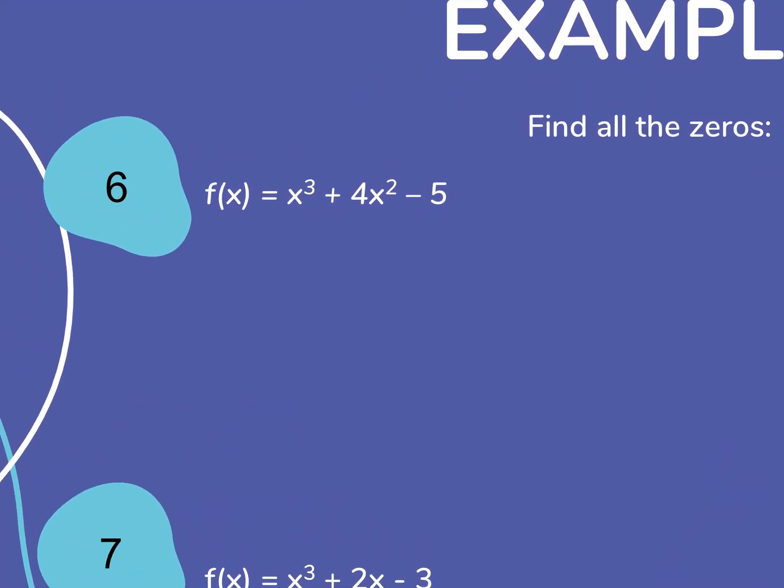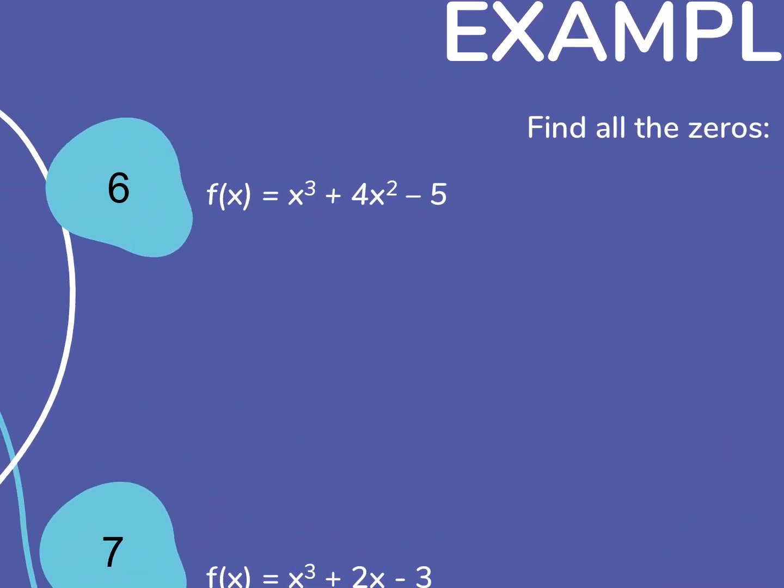Here is a question that says find all the roots. How many zeros do you know are in this problem? There's 3. Can you just look at this? The first thing we should always try to do is factor it. Can we factor this?